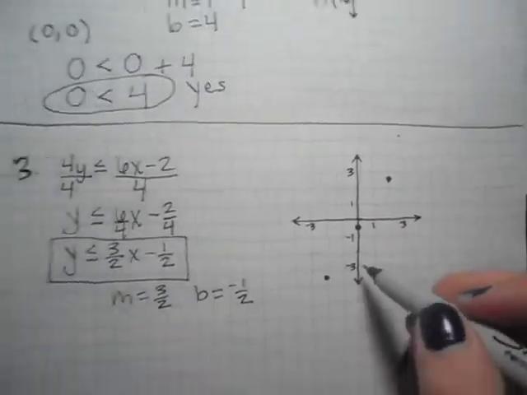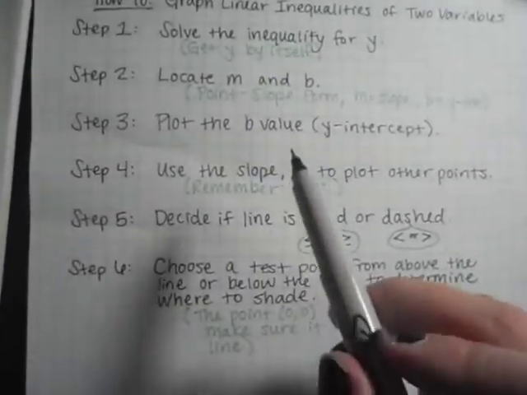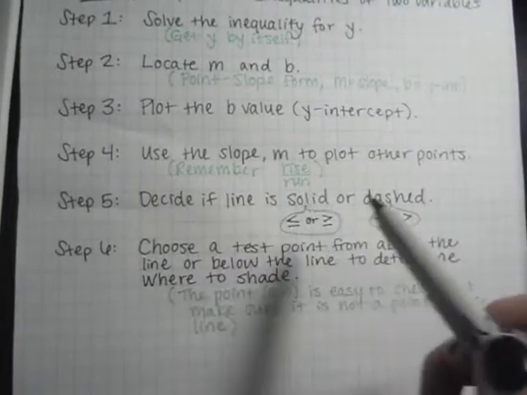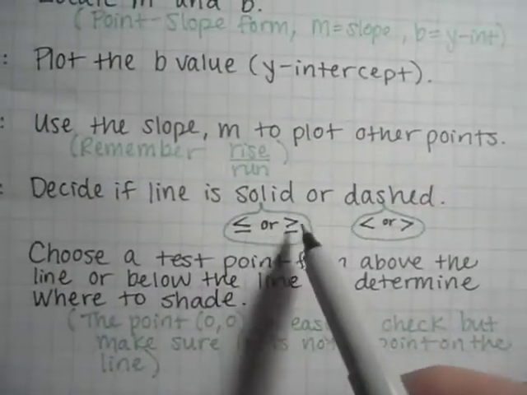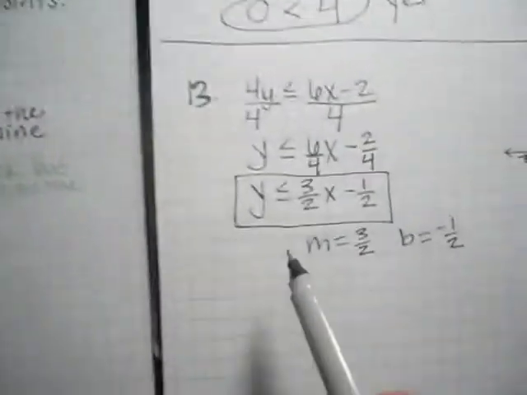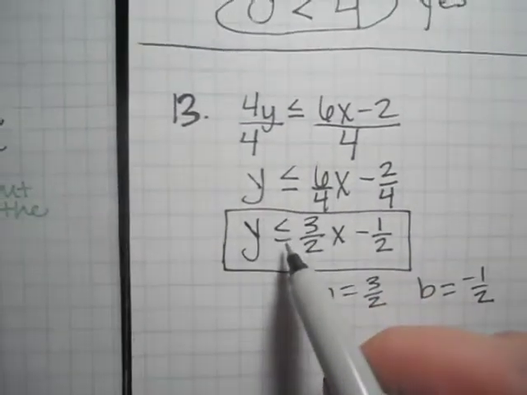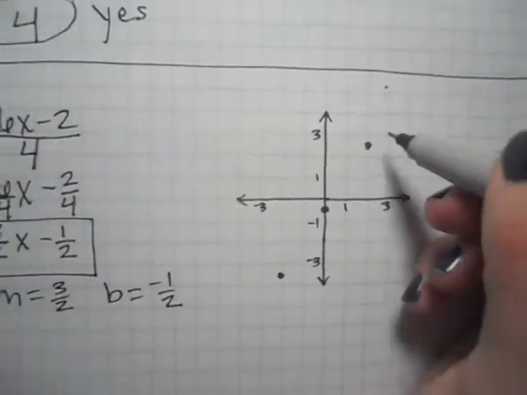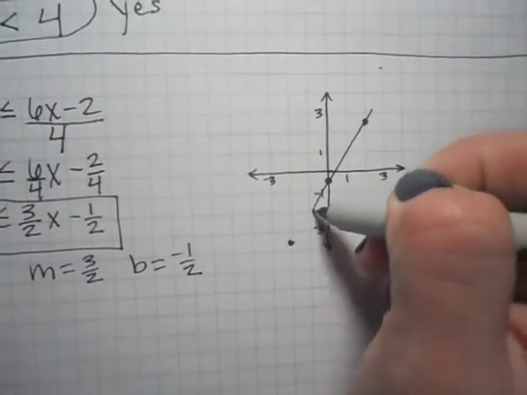Okay, next step. We did the b-value, we did the slope. Now we have to decide if the line is solid or dashed. Solid will look like this, or dashed looks like this. We have less than or equal to, that's going to be solid, right there. So we'll just fill it in like this.